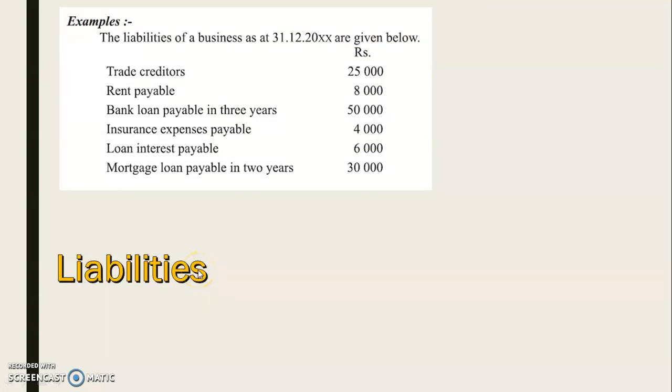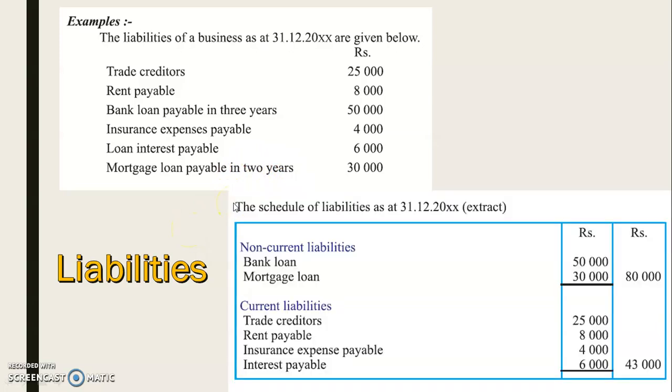Okay, so next is liability. You all know what liabilities mean. Here again they have given you a list of liabilities. You just have to divide them into non-current liability and current liability. Trade creditors come under current liability, rent payable is current liability, bank loan is more than 1 year so it's non-current liability. Insurance expense payable, you need to pay in the future, is current liability. Loan interest payable, again payable in the future, is current liability. Mortgage loan payable in more than 1 year, it says 2 years, comes under non-current liability.